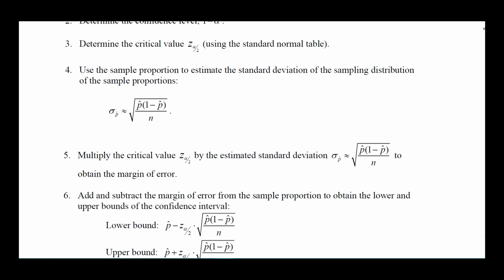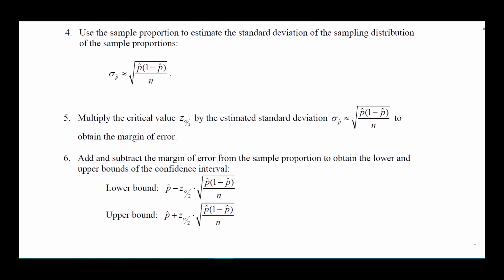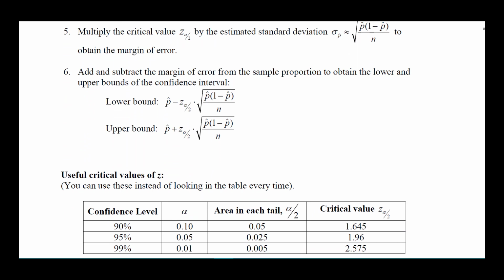That's our margin of error. And then we're going to add and subtract that from our p hat, our sample proportion, which is our estimate of the actual population proportion. And then that's going to give us our confidence interval.